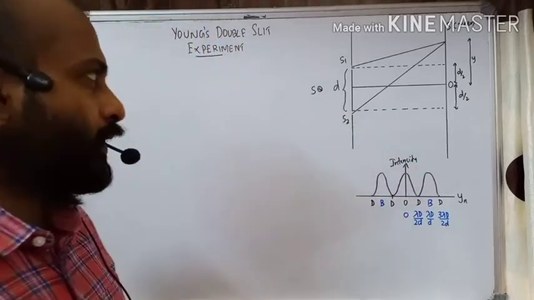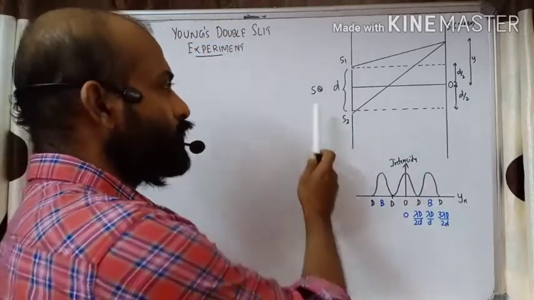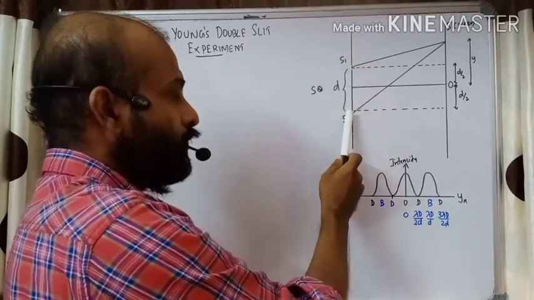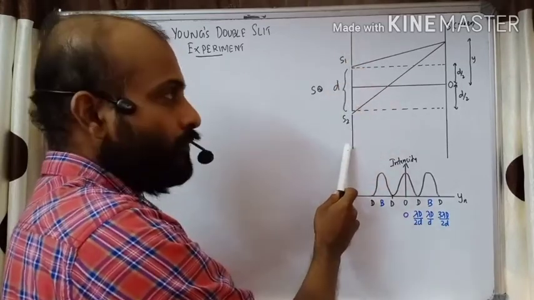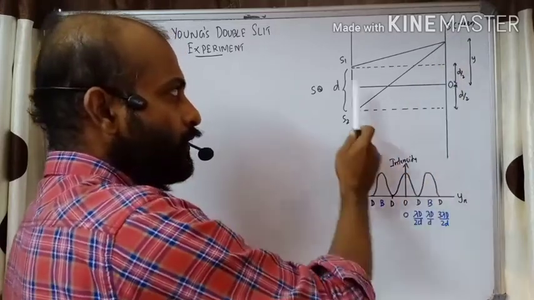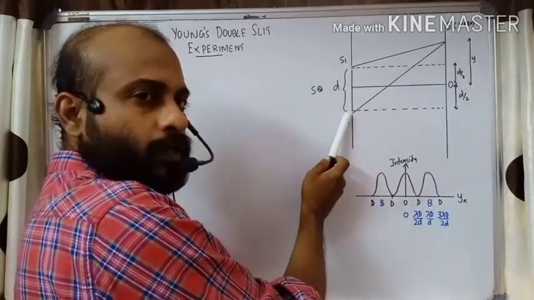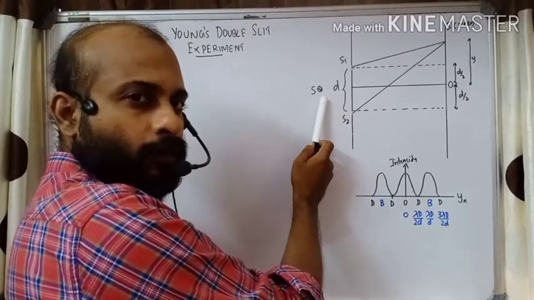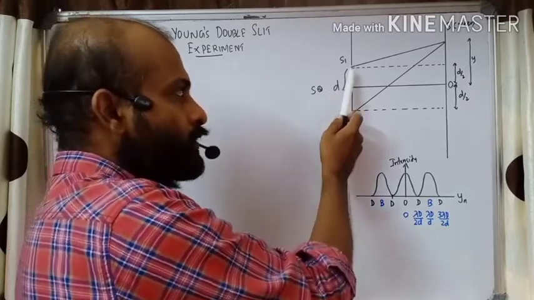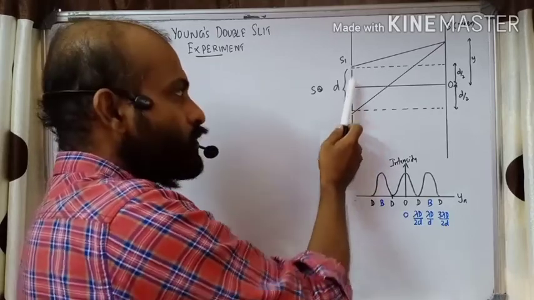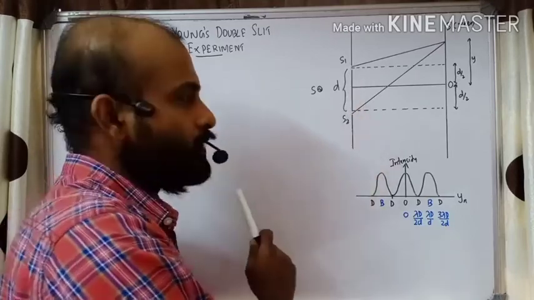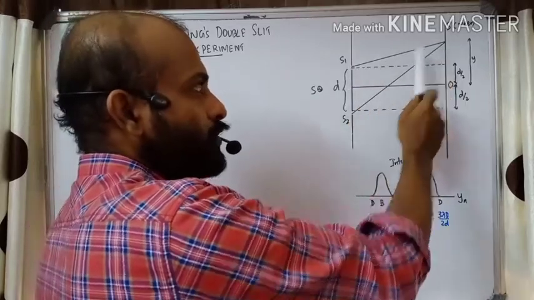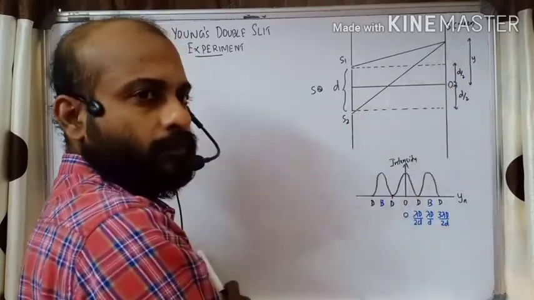So in this experiment here we have a source of monochromatic light. We have a screen, we have a cardboard. And we have a screen here. The cardboard is having two holes S1 and S2. So the source of light is producing wavefronts, spherical wavefronts. These wavefronts will pass through S1 and S2. So these two sources can be considered as coherent sources. From these two sources, wavefronts propagate in forward direction and they will fall on the screen.